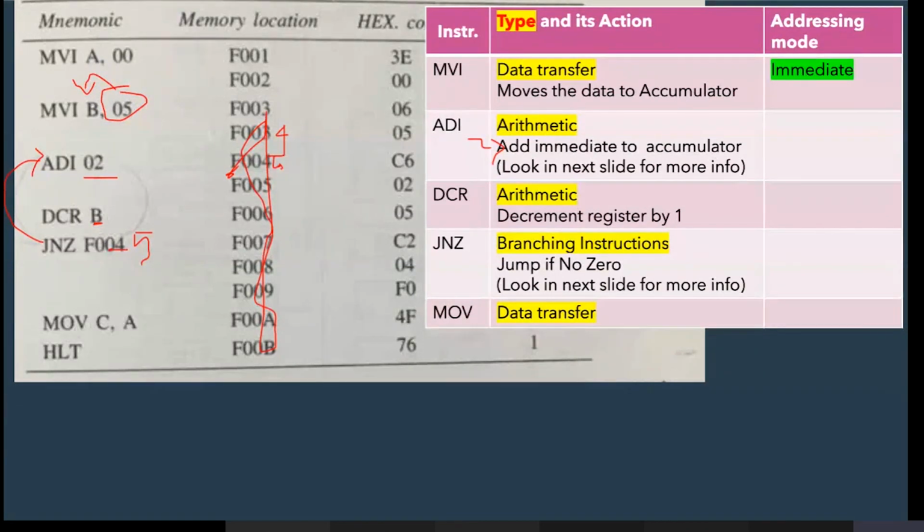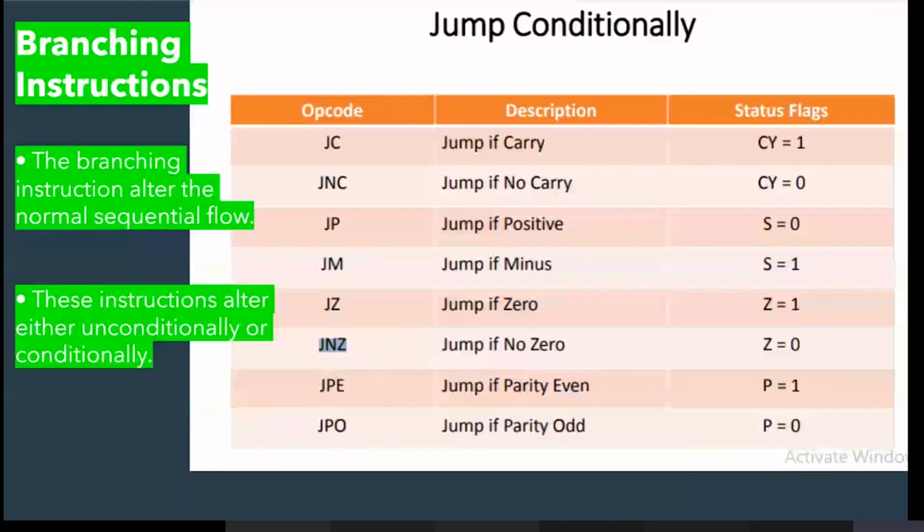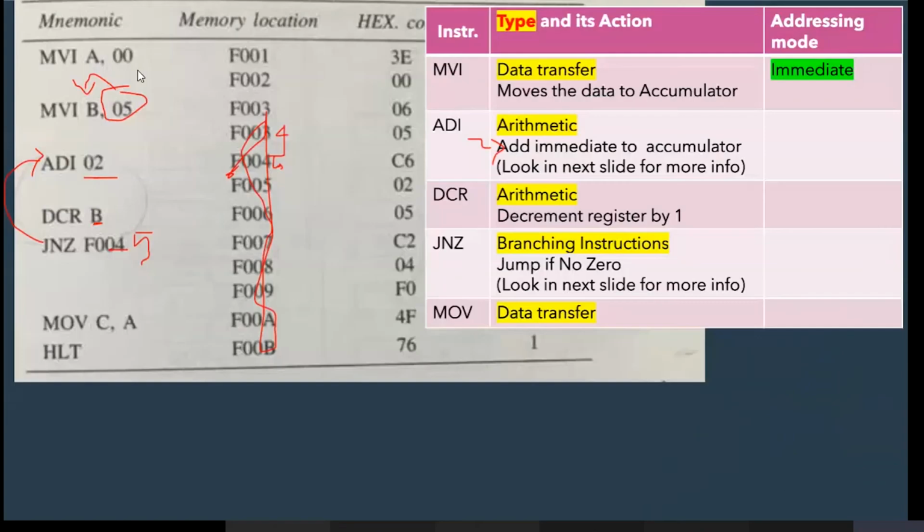If you look at the different types of jumps we have, all of these jumps are part of a branching instruction. That's a new category which we are learning. So far, we've only had data transfer and arithmetic. Now we are having a category called branching. What is branching? It means our sequential flow is interrupted, and we are asking the control to be shifted to some other part of the program based on some condition.